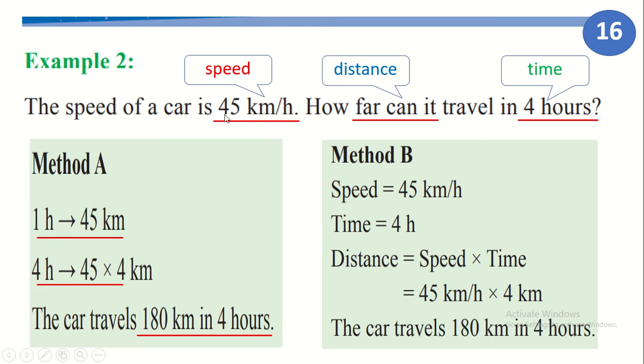Speed, you have 45 kilometers per hour. Okay, time is 4 hours. Then we use this formula. Distance is speed times time. Okay, speed is 45 times 4. Then you have 180 kilometers in 4 hours.